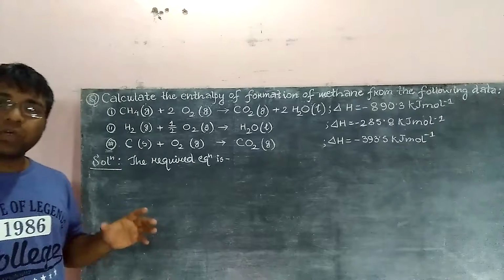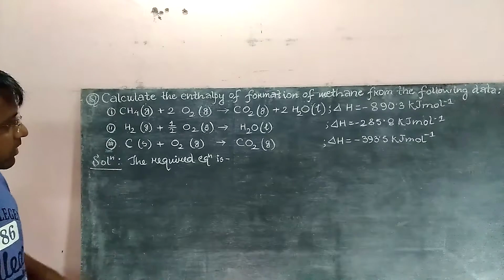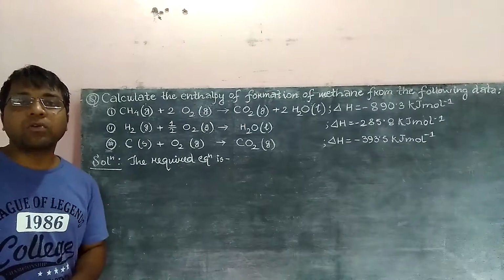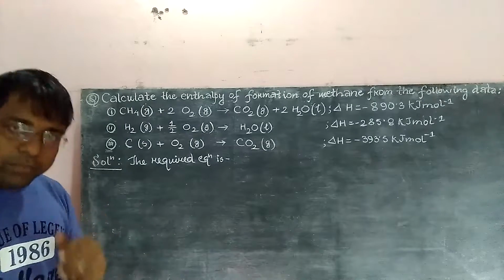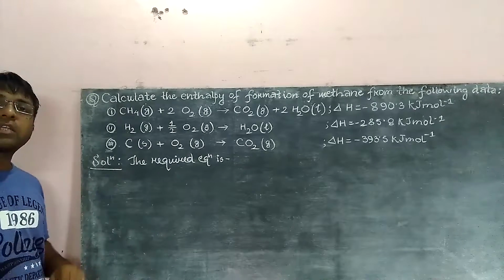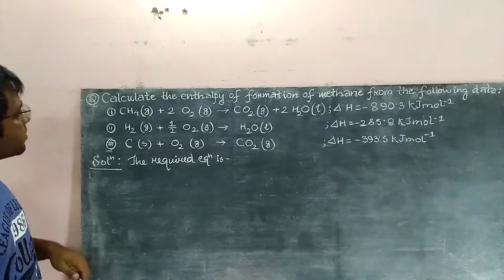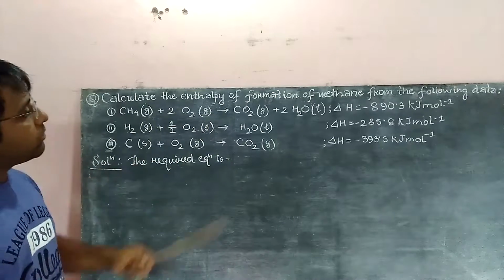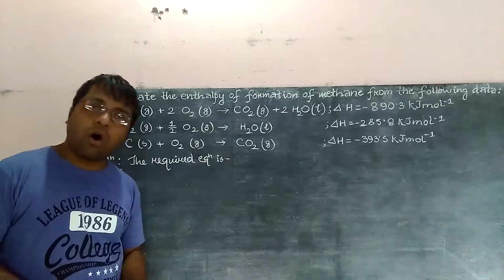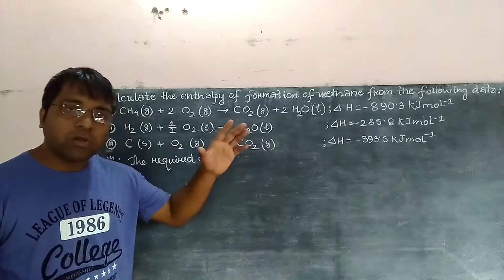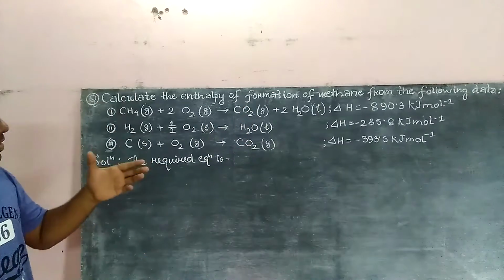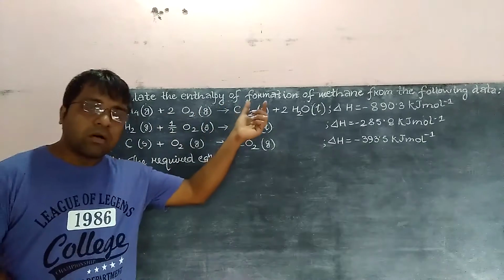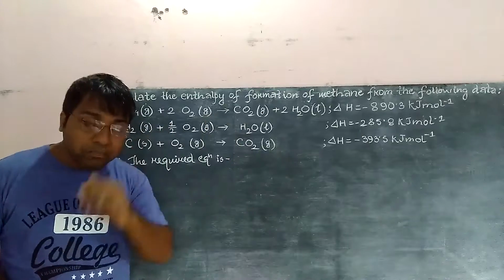In this video, we will try to solve a numerical based on Hess law of constant heat summation. So let's have a look at the question at first. What is asked here? Calculate the enthalpy of formation of methane using the following data. So here we have to calculate the enthalpy of formation of methane.